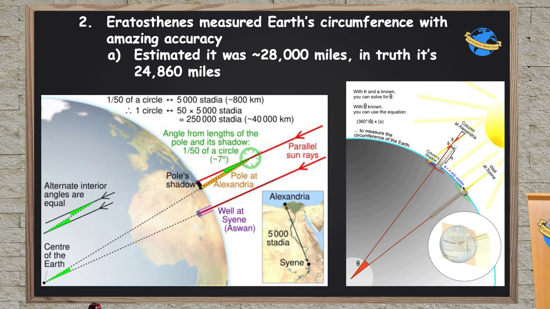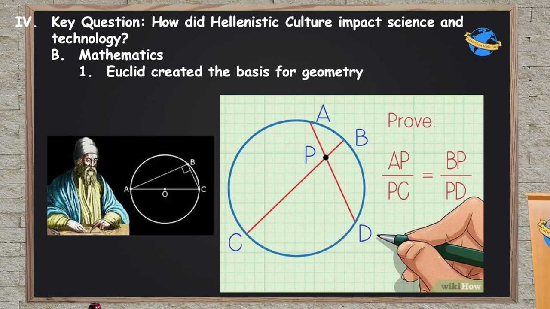But considering he was doing this essentially with columns and shadows and some simple math, this is really, really impressive work. Now, I'm not going to go over the math of all this, but these images show that for you, and it'd be pretty interesting to ask a math teacher if they could do the same calculation today.